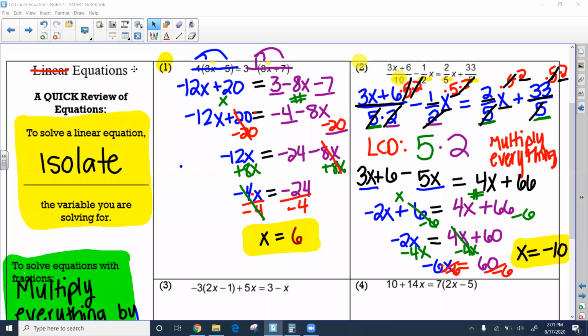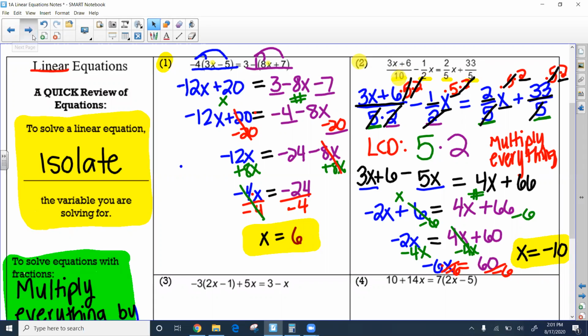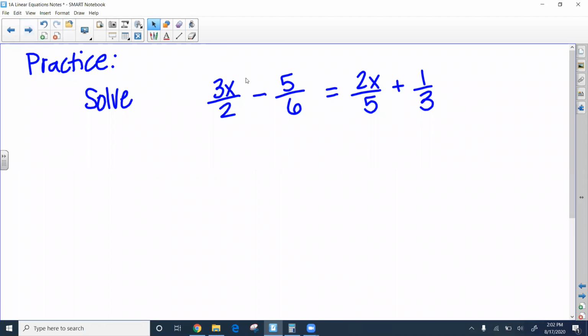So on our next practice problem, let me find one. Okay, not that one, this one. I want you to solve this equation: 3x over 2 minus 5 over 6 equals 2x over 5 plus 1 over 3.